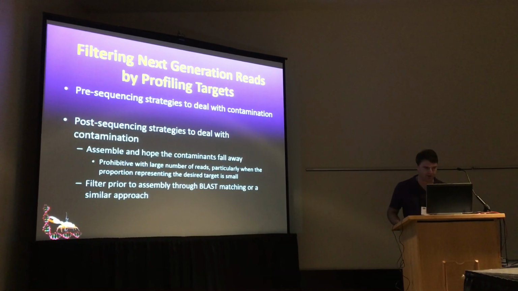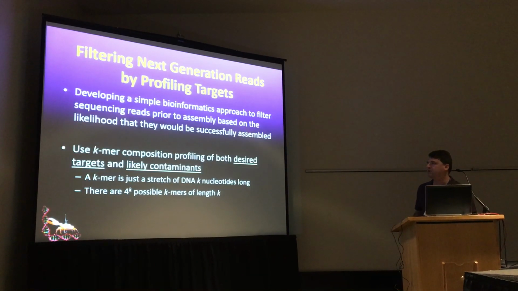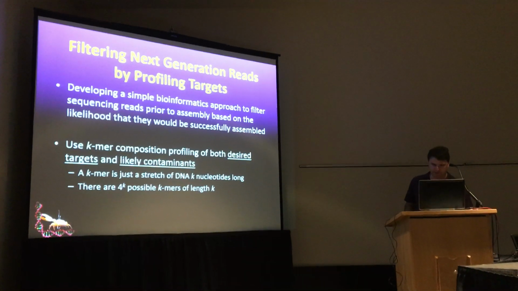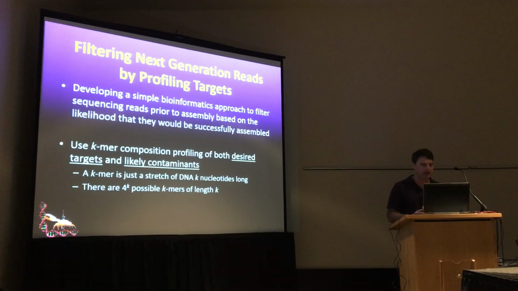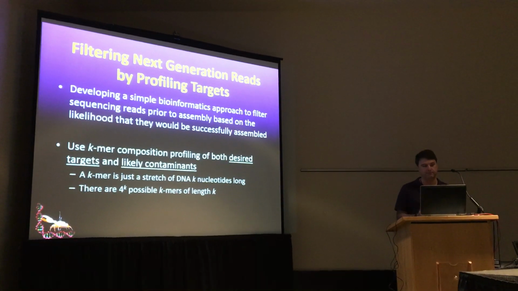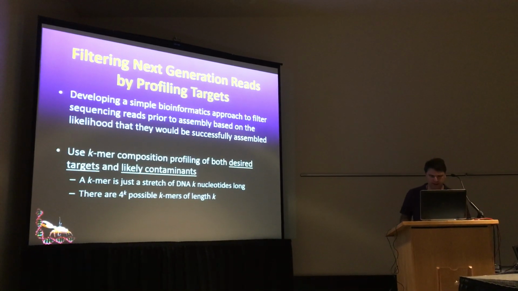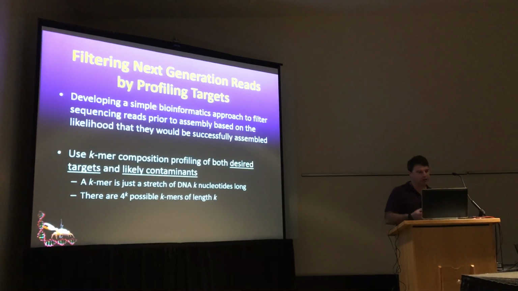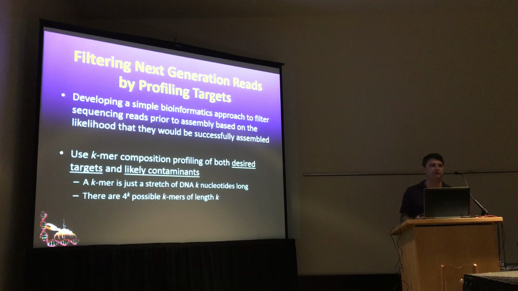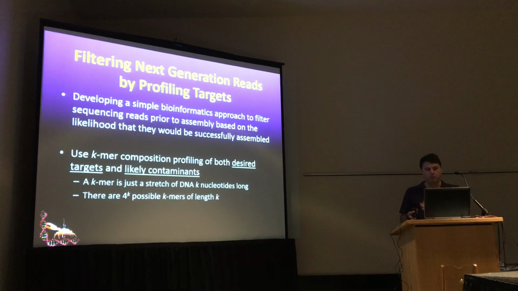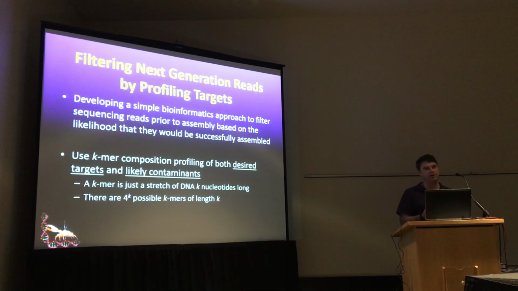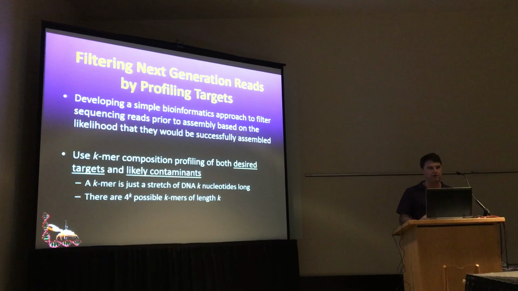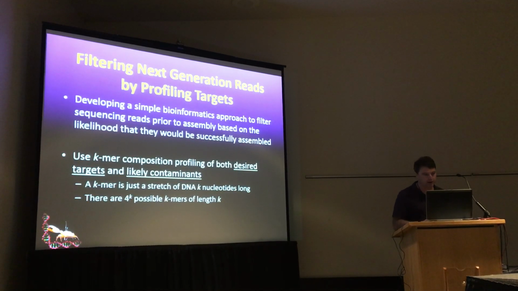I'm collaborating with some people on this and we were having some issues, so I wanted to develop a new approach, a very simple bioinformatic approach, to try to filter reads based on whether they're likely to be assembled or not. What we're doing is using K-mer composition, where we profile not just the targets of what we want, but profile likely contaminants. By profiling both what you want and the contaminants, we think we can get better discrimination among the reads that we actually do bring in.